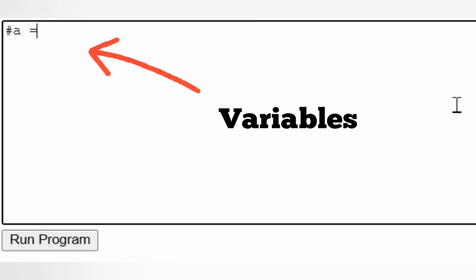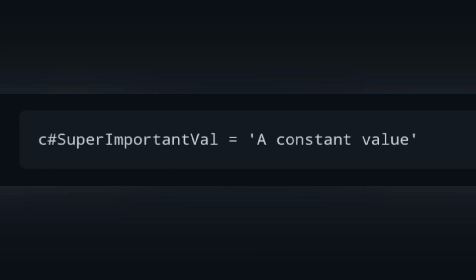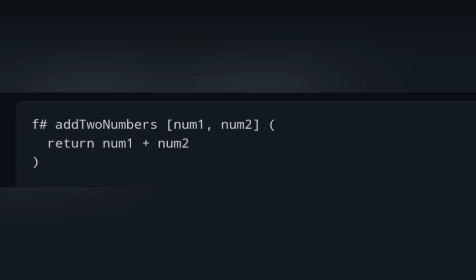So in ELang, you can declare variables with the hash keyword, and you can also do mathematical operations with them, just like you can do in other languages. There's also a built-in print function to give some output. To declare constants, use the C hash keyword, and for functions, use the F hash keyword. I have changed the signs a little bit.